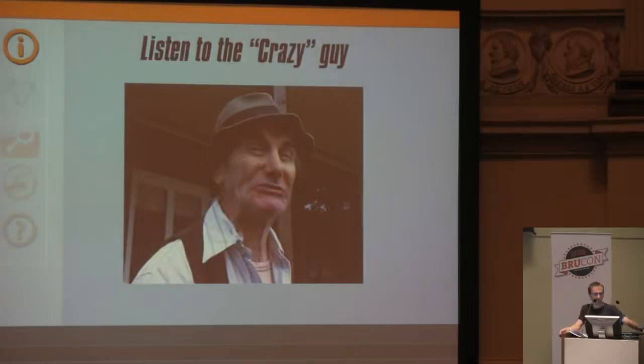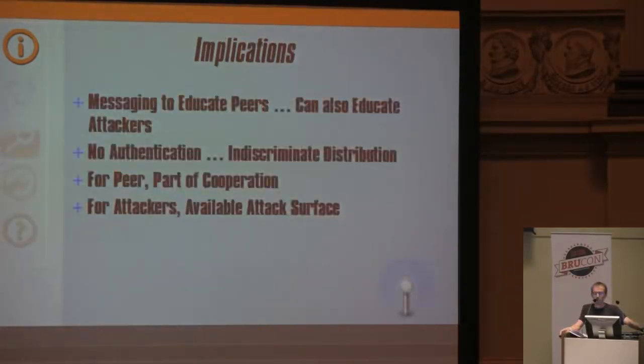But it is important to listen to the crazy guy, and I think that you can figure out today who the crazy guy is. Because there are implications to all this advertising. Messaging to educate peers can also educate attackers. No authentication, indiscriminate distribution. For a peer, it's part of the cooperation. They're just sharing. For an attacker, it is available attack surface.